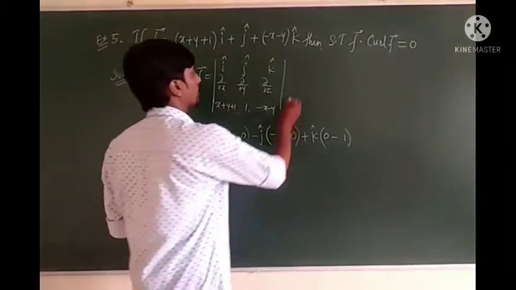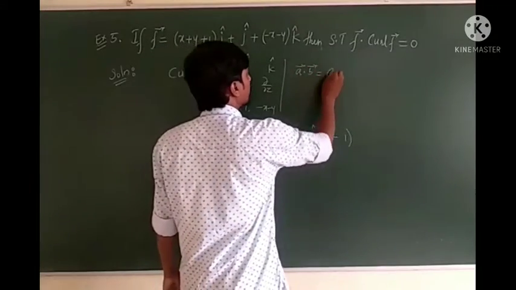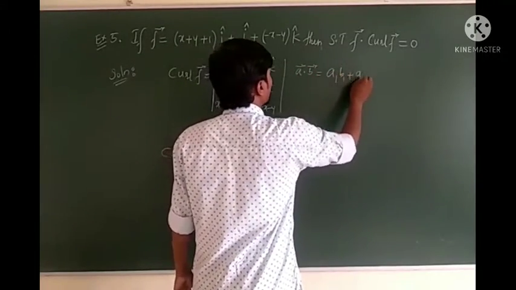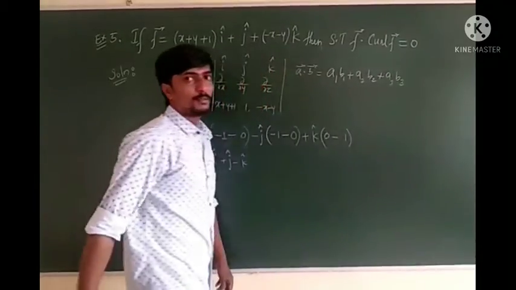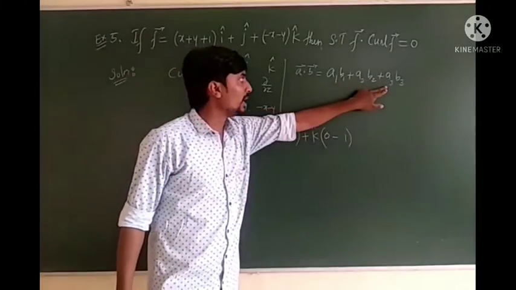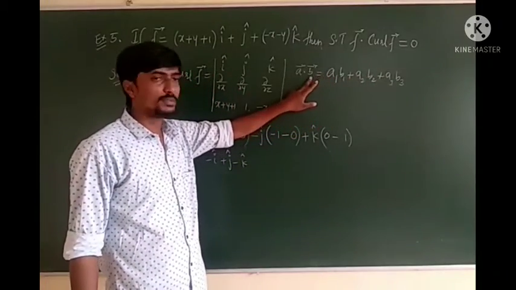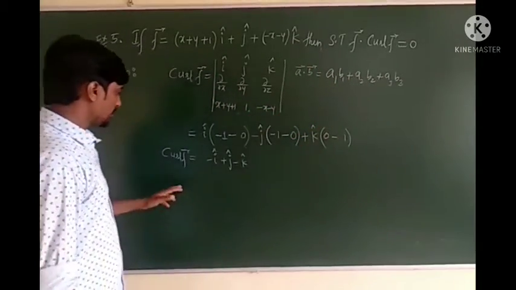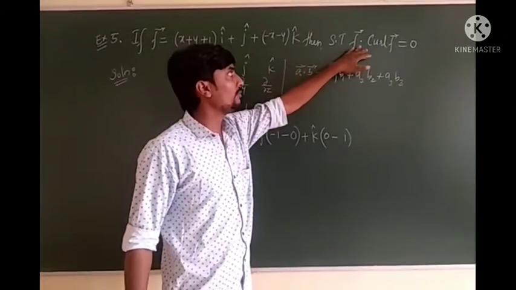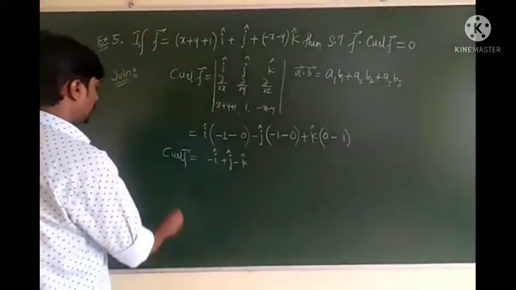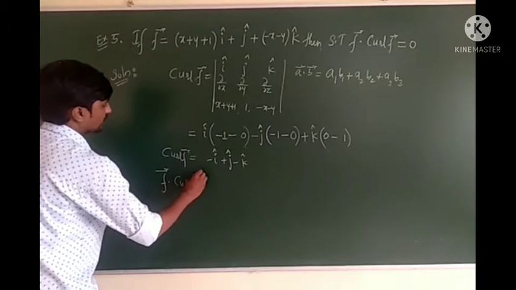the dot product of any two vectors. What is that? If vector A and vector B are given, their dot product is written in the format A1 B1 plus A2 B2 plus A3 B3. A1, A2, A3 are the scalar components of the vector A, and B1, B2, B3 are the scalar components of the vector B. Similarly, here we have to show f dot curl of f, that means f dot curl of vector f.